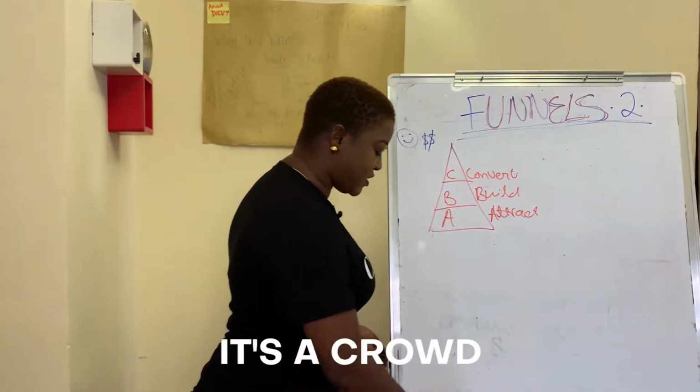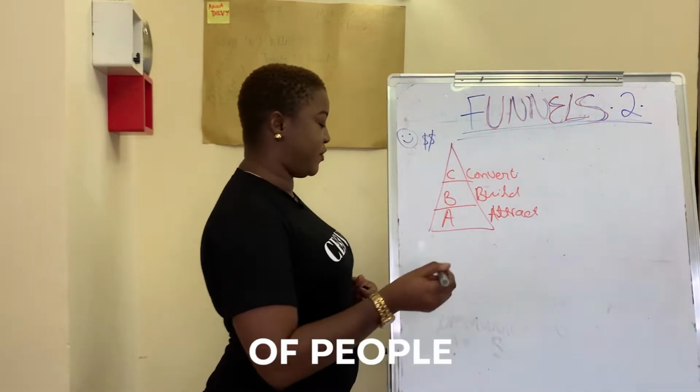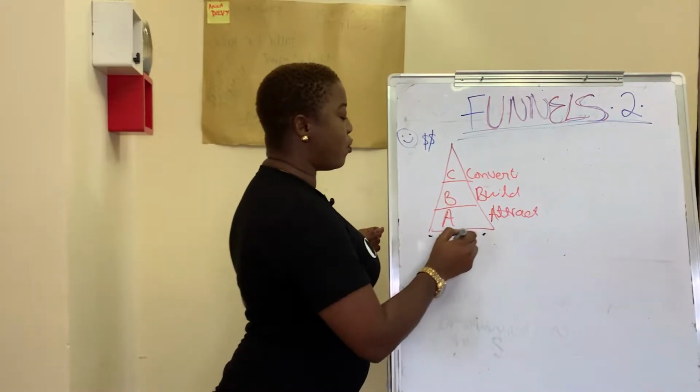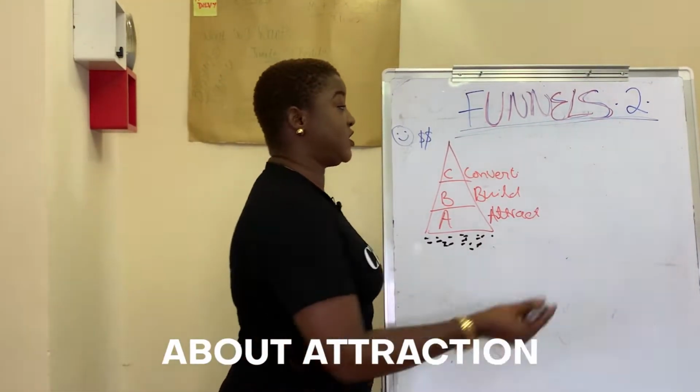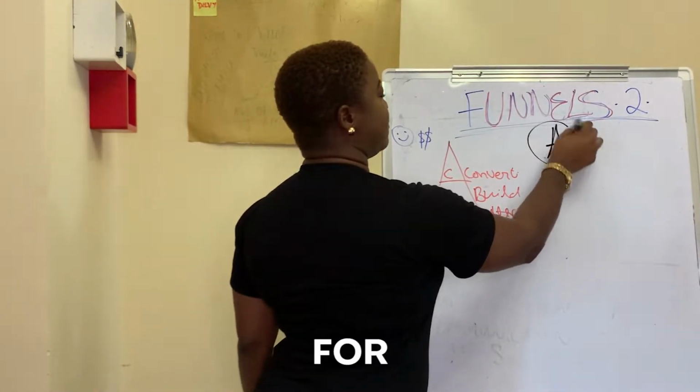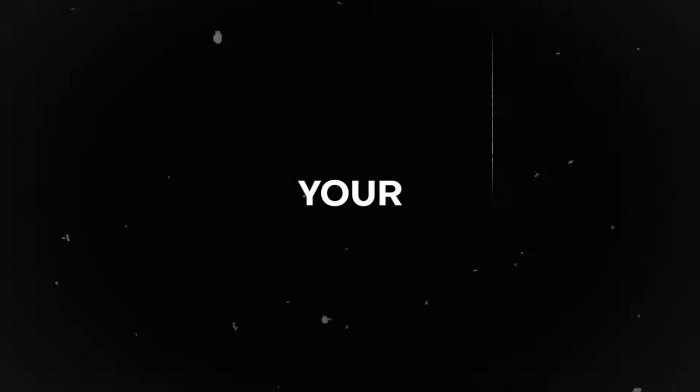And here, you know, it's a crowd. It's really a crowd of people. Just so many people, right? So we're talking about attraction today. A for attract. How do you attract your customers?